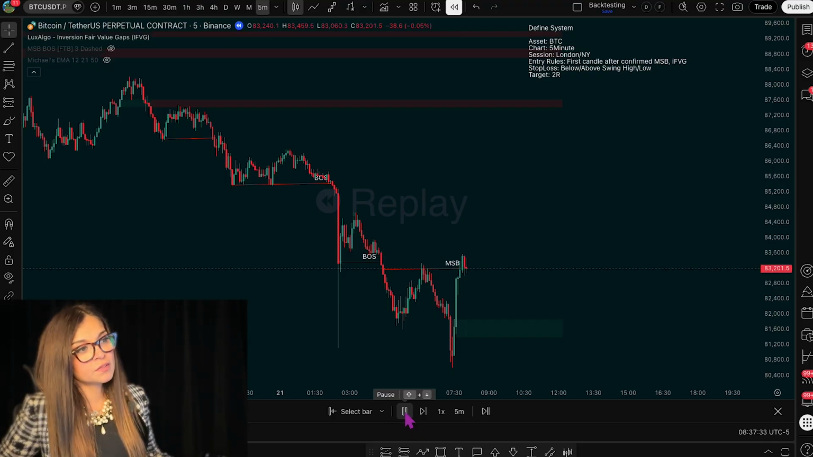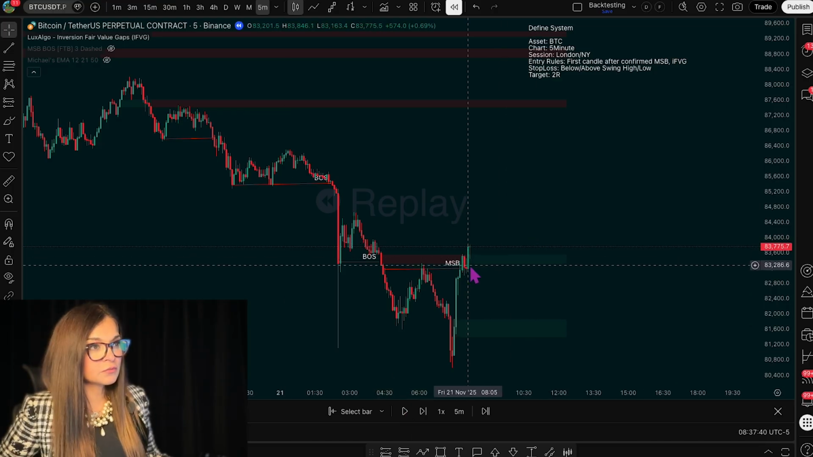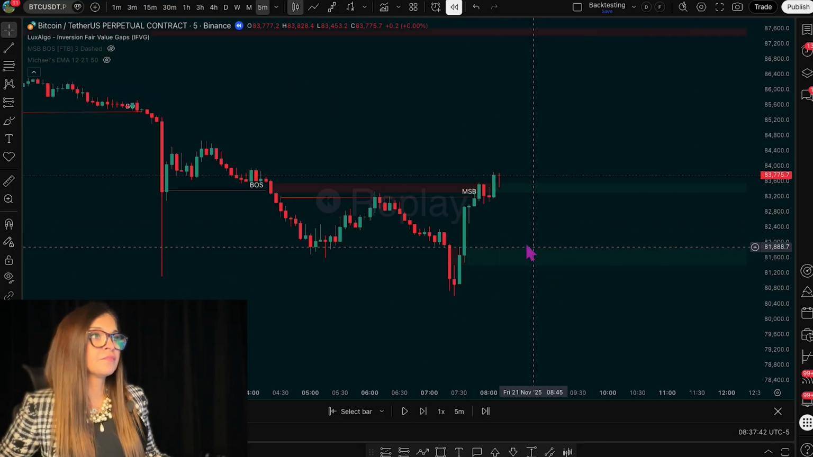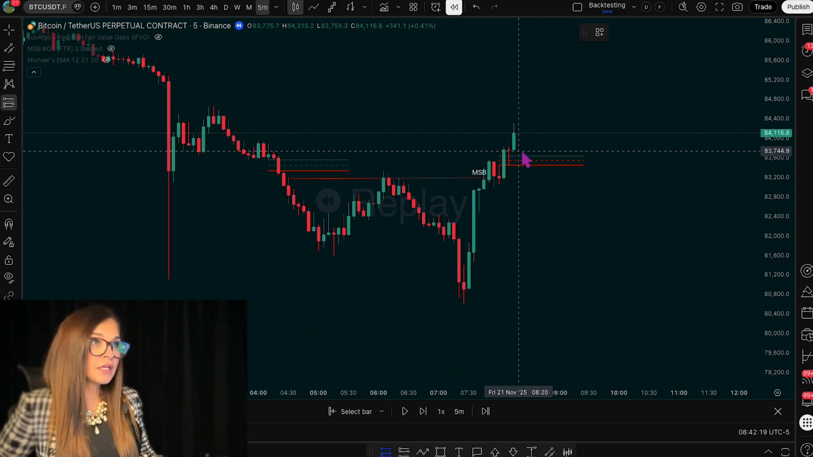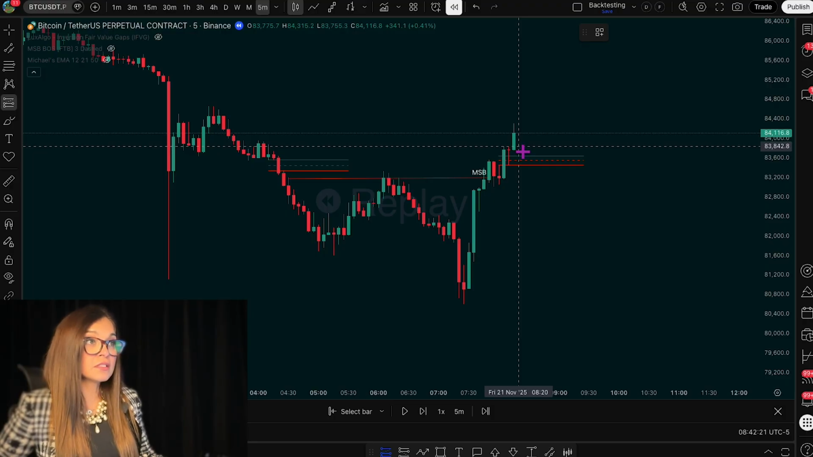As you can see here, oh, there we go. This candle right here, let's make it bigger, gave me an inverse fair value gap. So we're going to enter here. Let's say we enter on this candle.